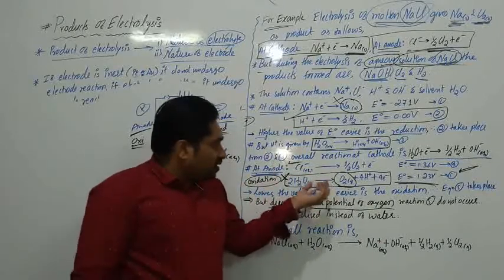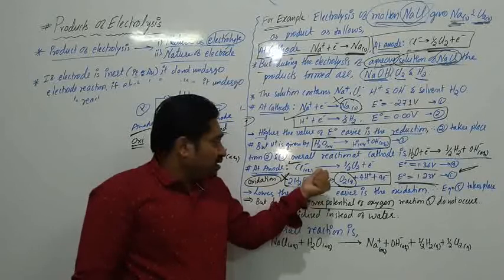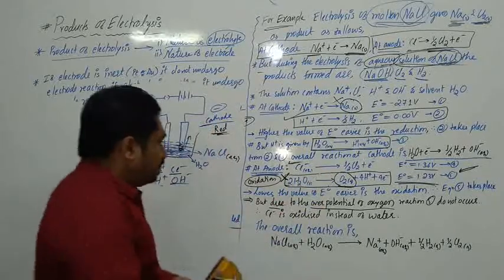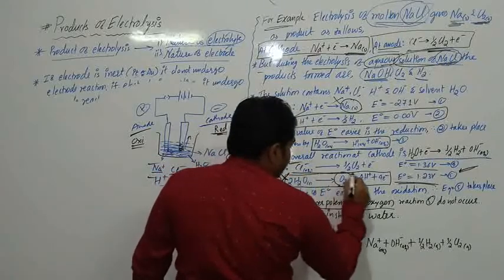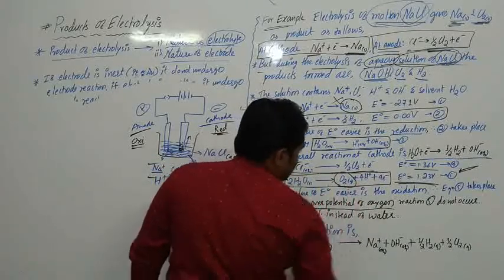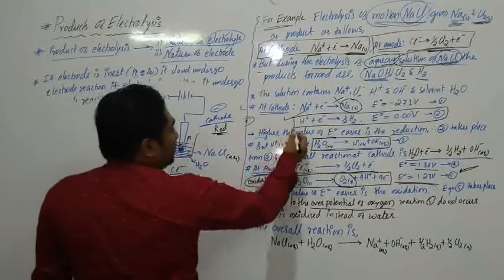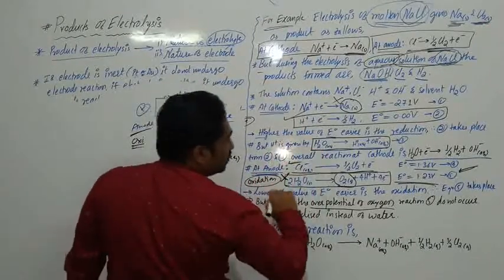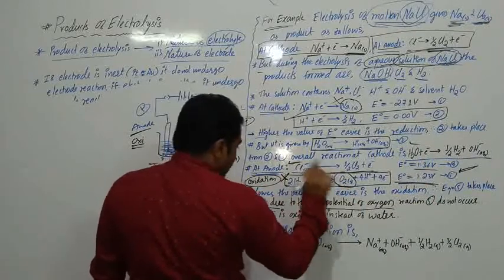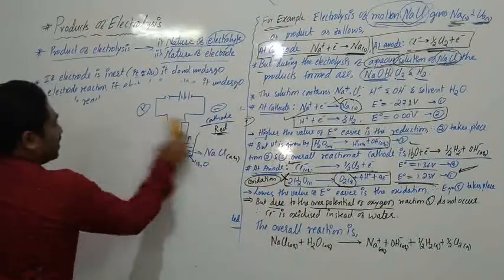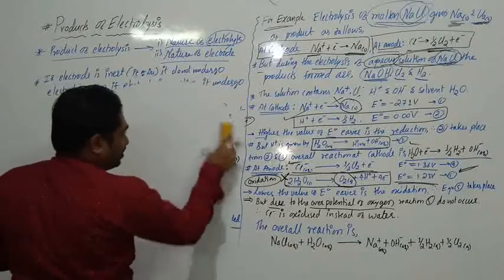If this reaction does not occur, this reaction definitely occurs. Means at the anode the reaction that takes place is this one. Okay, at the cathode surface this reaction occurs, which one? This one. And at the surface of the anode this reaction takes place. So what can we write? We can write the overall reaction.